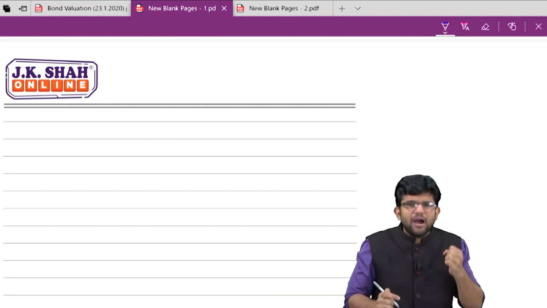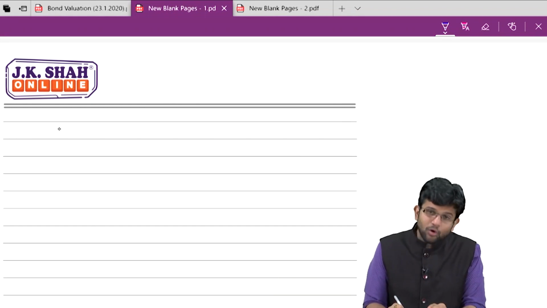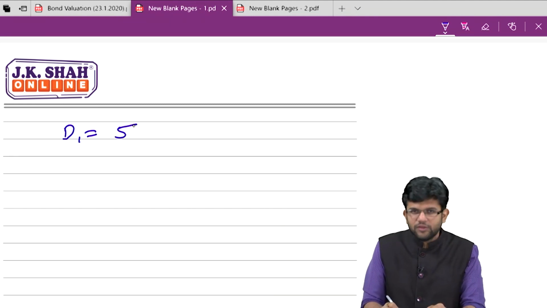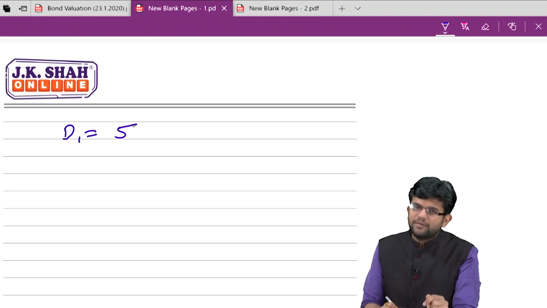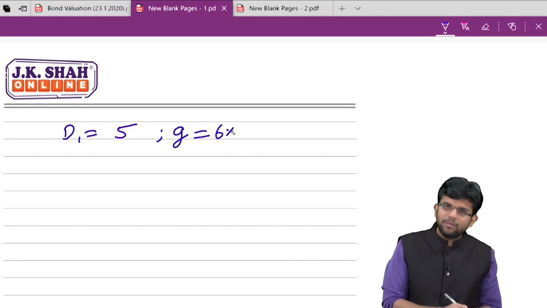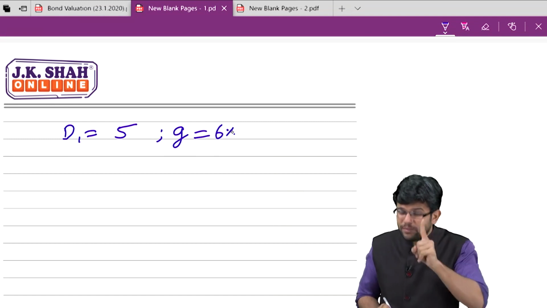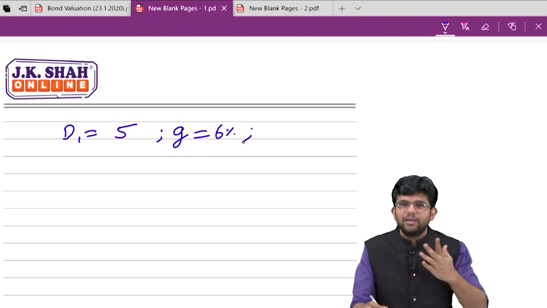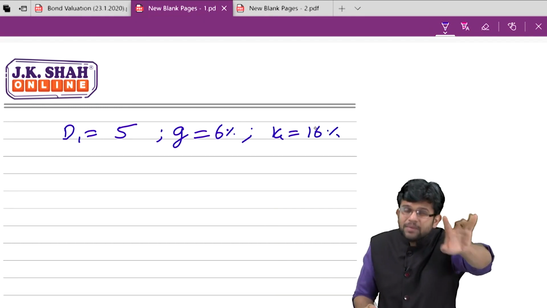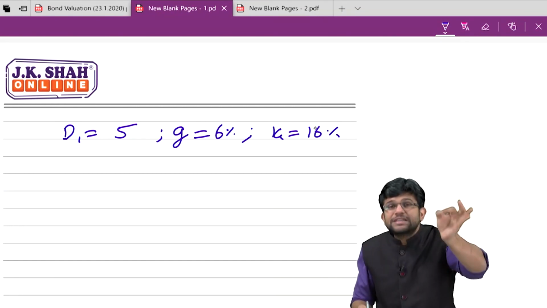Everyone focus hard. A very important example I'm going to explain. Let's say there is a share. The D1 of this share is 5, which means the expected dividend of this share at the end of year 1 is 5. The growth rate expected in these dividends is 6% per annum. Now children, listen carefully. The whole world has a required return of 16% from this share on an average.